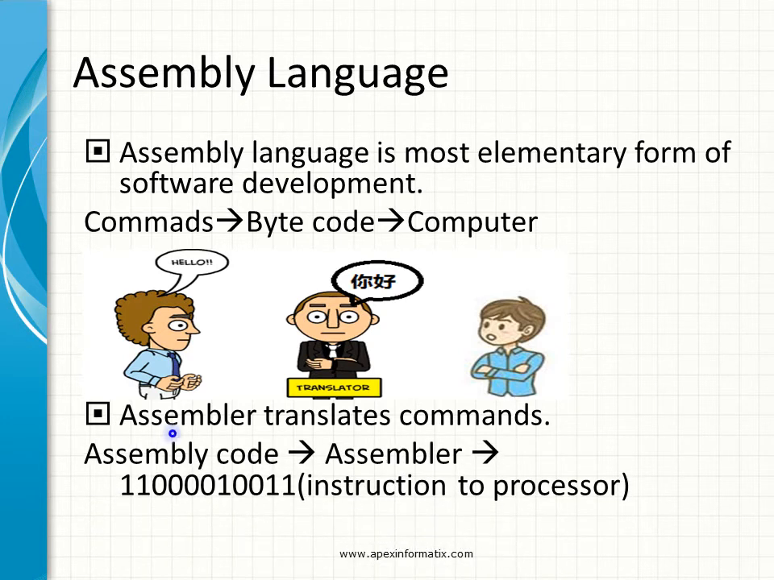The work of the assembler is to take assembly code as input. So whenever a programmer writes assembly code and feeds it into the assembler, the work of the assembler is to change this assembly code into a binary pattern. And this binary pattern acts as instruction to the processor. Now nothing has changed for the processor. It is still taking binary code as input. Therefore, it is able to interpret the commands given in assembly language.